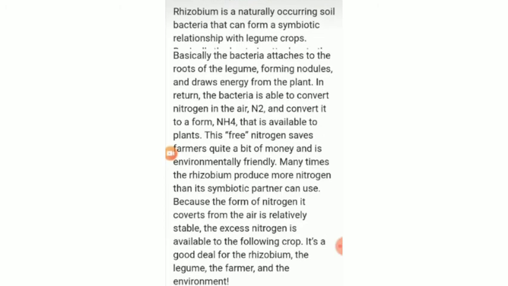friendly. Many times the rhizobium produces more nitrogen than its symbiotic partner can use. Because the form of nitrogen it converts from the air is relatively stable, the excess nitrogen is available to the following crop. It's a good deal for the rhizobium, the legume, the farmer and the environment.